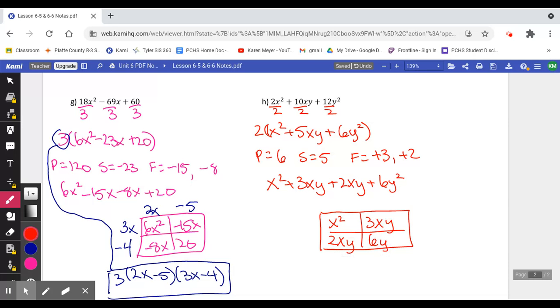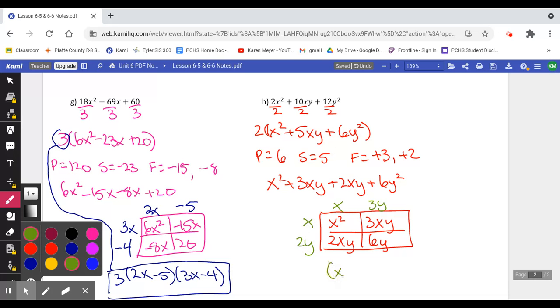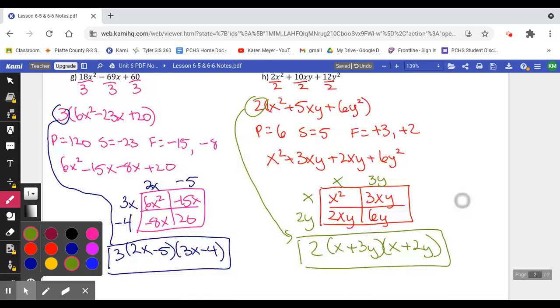Okay, and then we're going to talk about a GCF. So up and down, I can take out an x. Over here, I can take out a 3y. Sideways, I can take out an x. And I can take out a 2y. So x plus 3y and x plus 2y. Don't forget your GCF. Put it back out in front, which is 2. And then you're done.